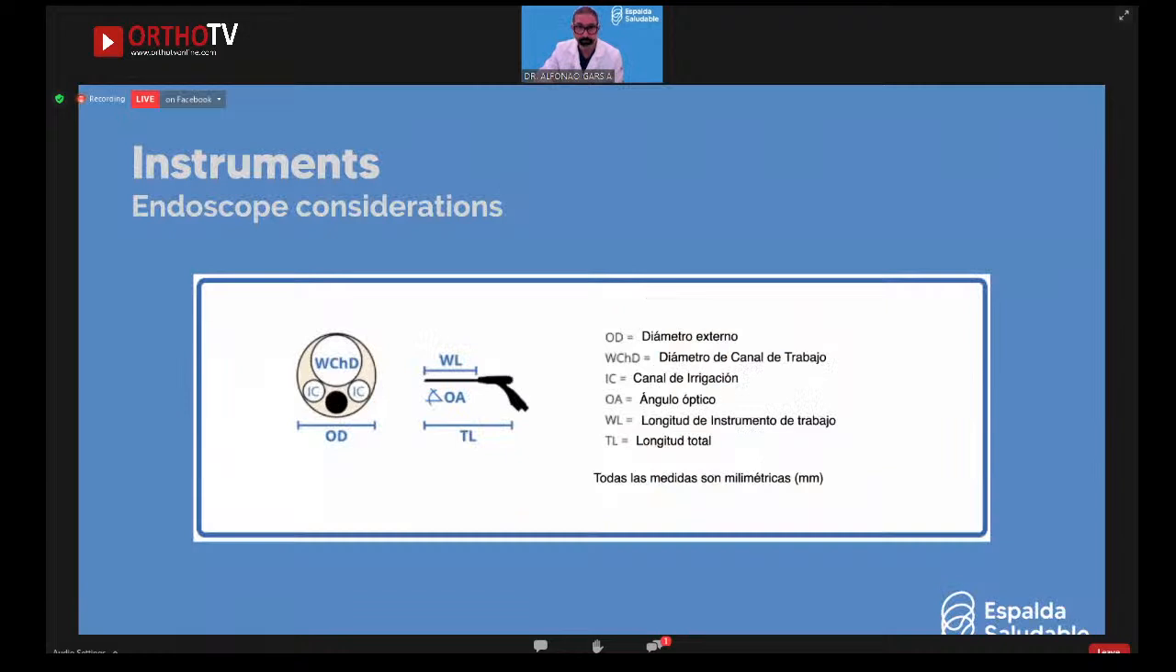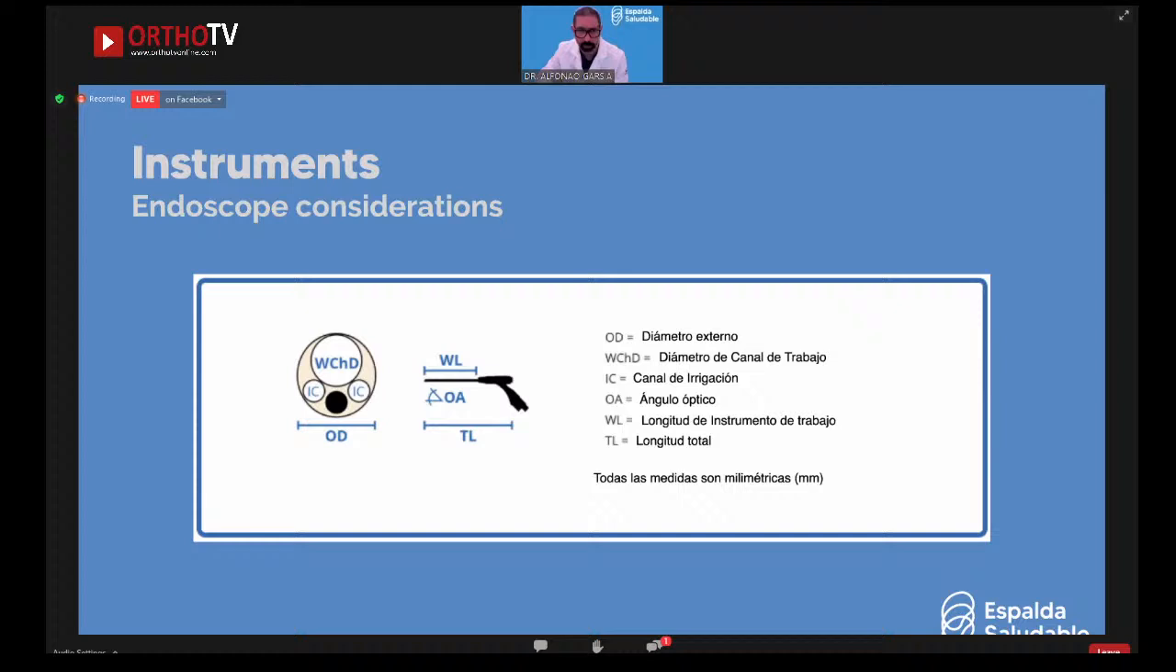So be familiar with the instrument you are going to use. There are many instruments and many name brands to use, but be aware that each has its own characteristics, its own dimensions. So be familiar with the outer diameter, the working channel diameter, the optic angle, which is very important in the view you are going to get once you start performing the surgery, and the total length of the endoscopic instrument.